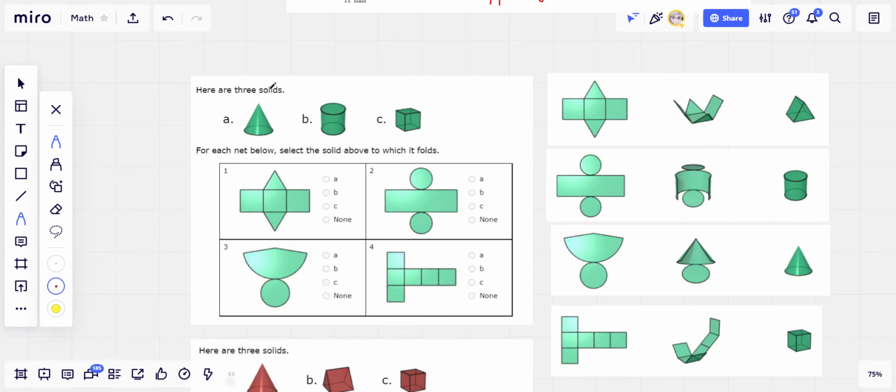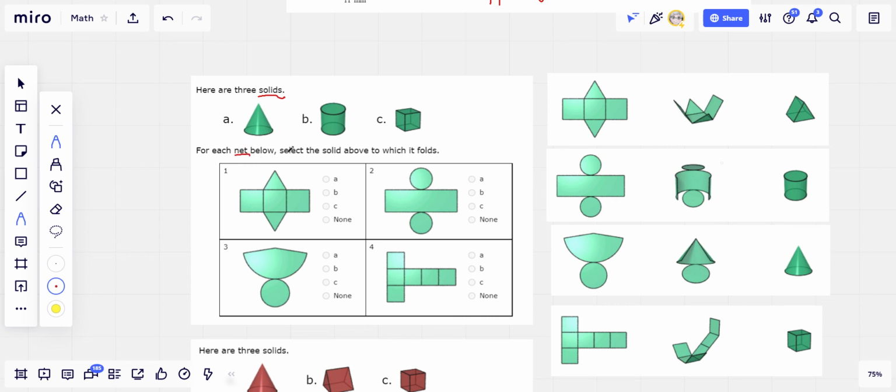In these problems, we are dealing with some three-dimensional shapes. You can see a kind of a cone here, a cylinder, a cube. Often in math, these are referred to as solids. So we're looking at solids and we're trying to match them to what are called their nets.